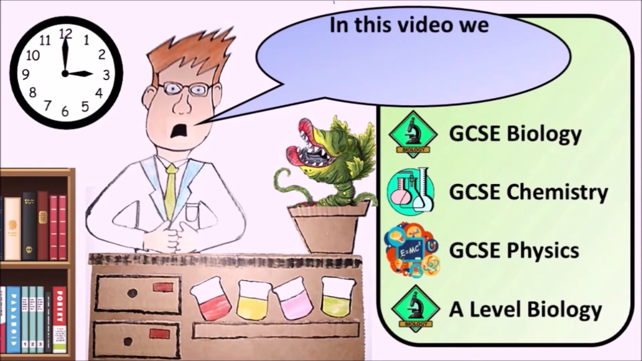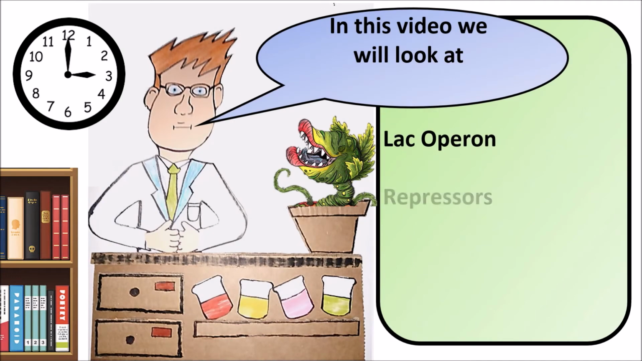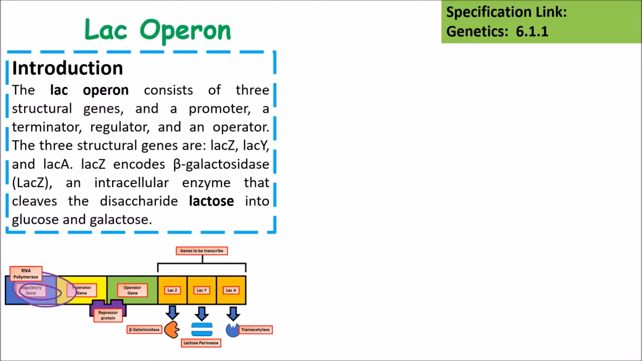In this video, we will look at the Lac Operon, repressors and promoters. So the Lac Operon consists of three structural genes and a promoter, terminator, regulator and operator. These three structural genes are Lac Z, Lac Y and Lac A.